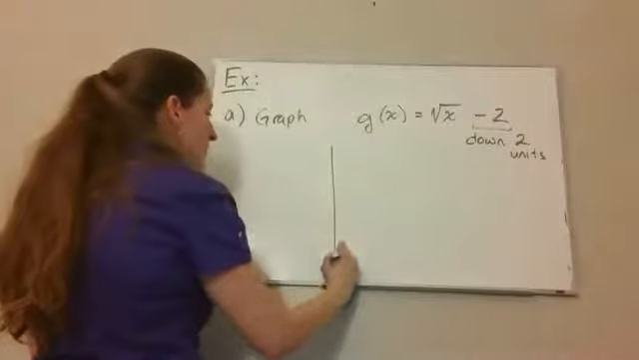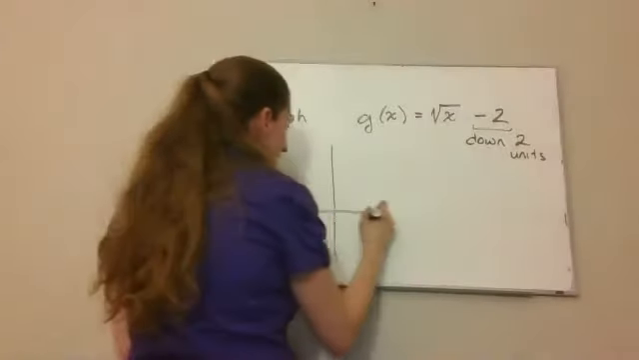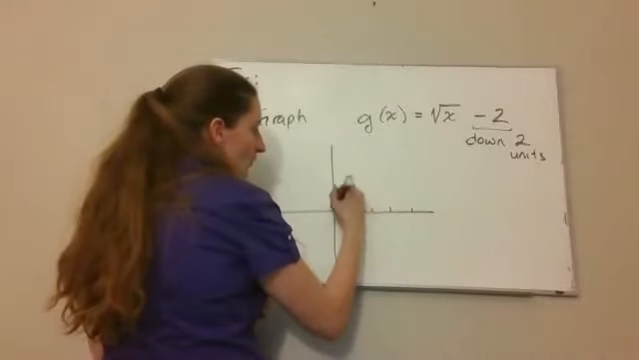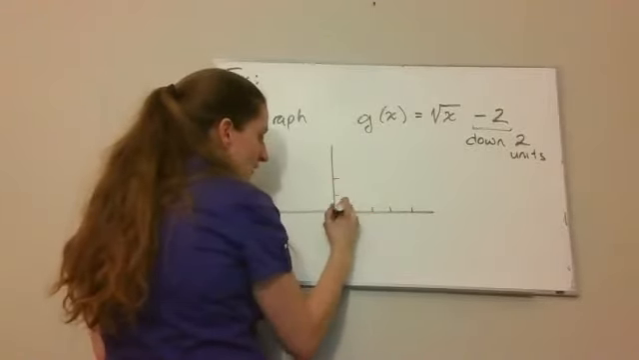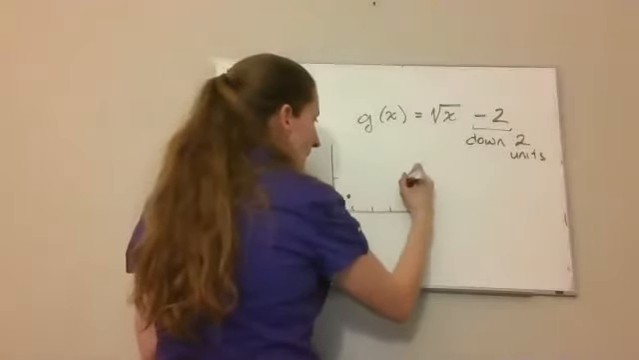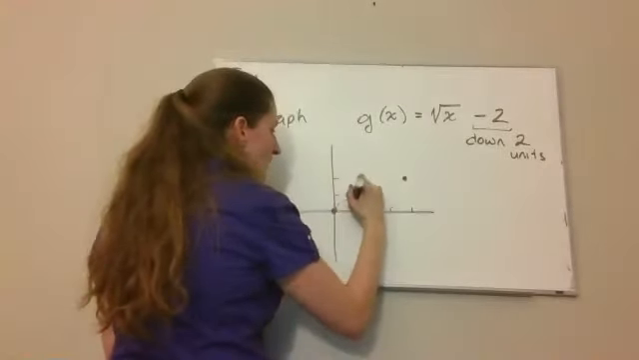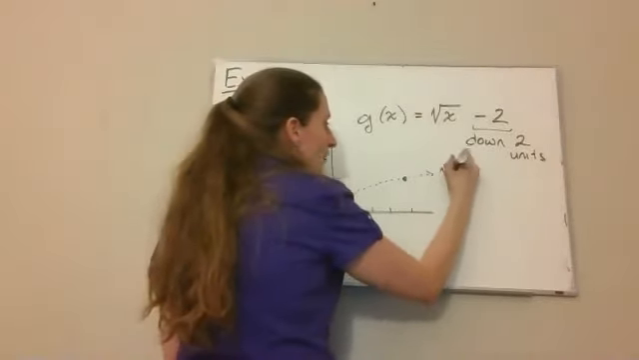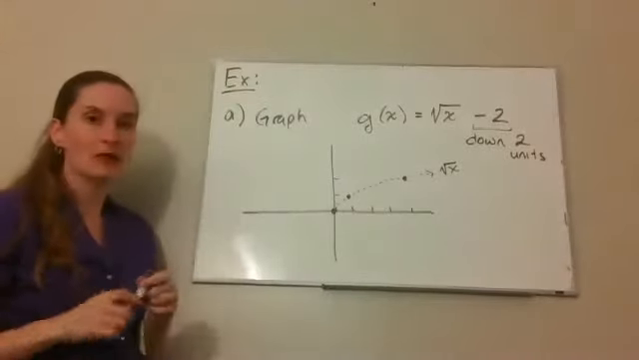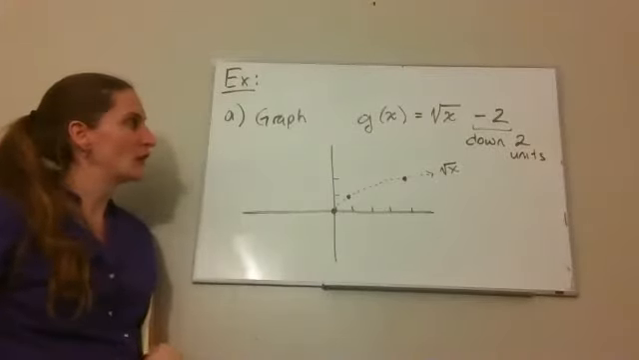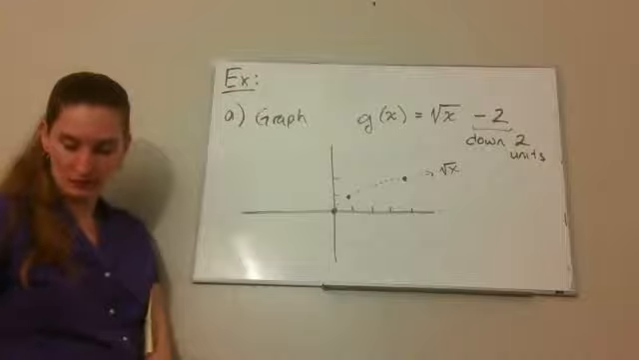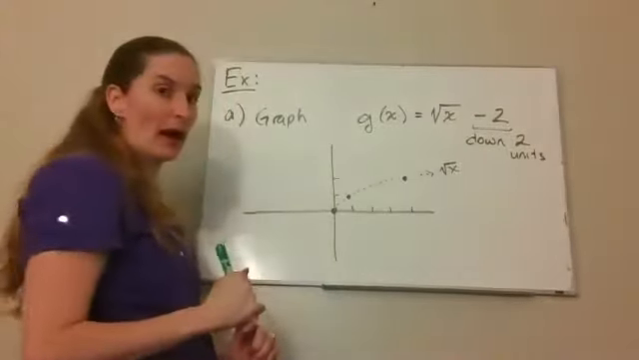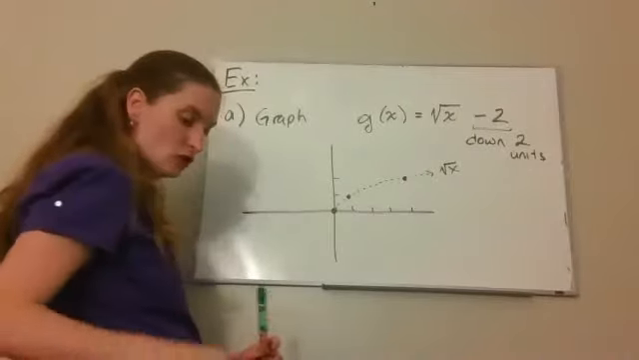So the first thing I'm going to do is take a look at the graph of square root of x. I'm going to do it as a little dashed line because we're not actually trying to graph that one. There's square root of x, and we want to graph square root of x minus 2. So to do that, I'm going to take the points that I know on my graph and shift them all down 2 units.